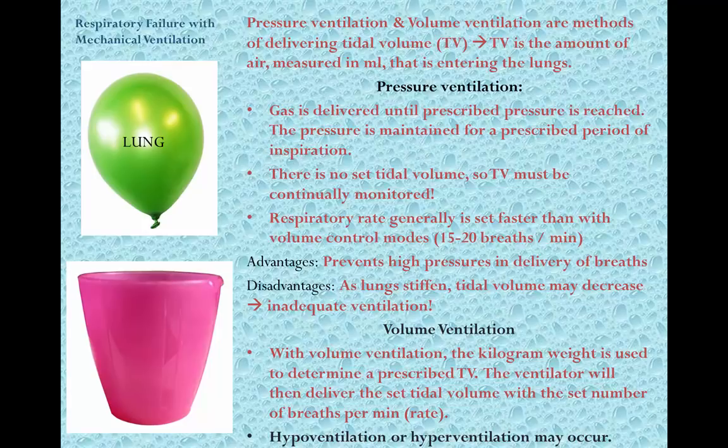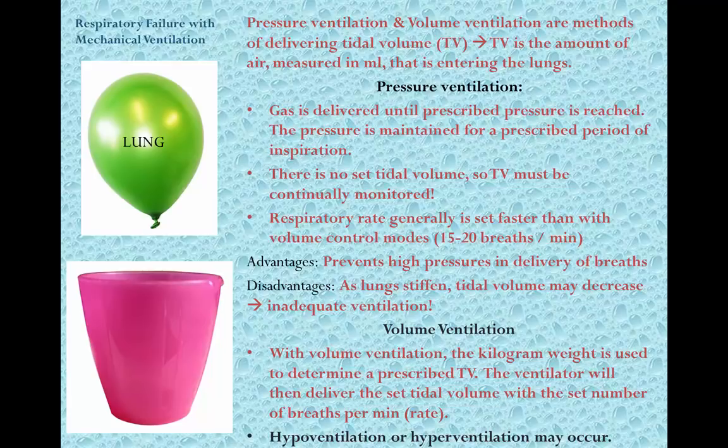So there are two different ways to deliver tidal volume. It can be through pressure ventilation or it can be through volume ventilation. Both of these things, pressure ventilation and volume ventilation, are methods for delivering tidal volume. Well, what is tidal volume? Tidal volume is the amount of air, measured in milliliters, that is entering the lungs. So it is simply the amount of air that is brought into the lungs, and then it can be delivered by the machine either by pressure or by volume.